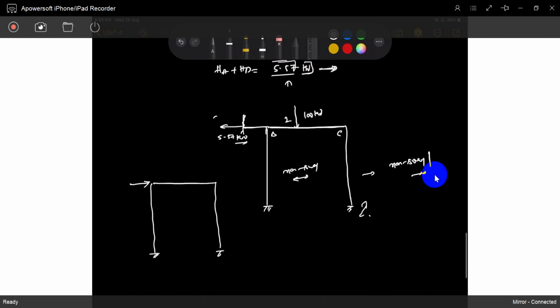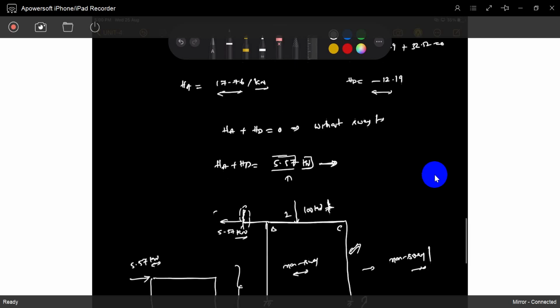If the frame looks like this, but it does not look like this. There is no support here. So what does that mean? That means besides this loading, an extra 5.57 kilonewton force is in the system. Now this is the problem. This is sway analysis.